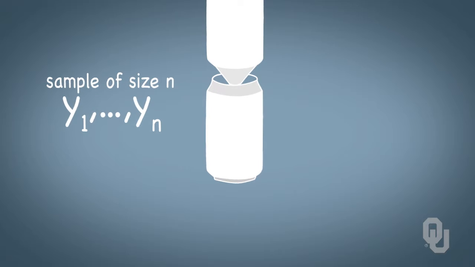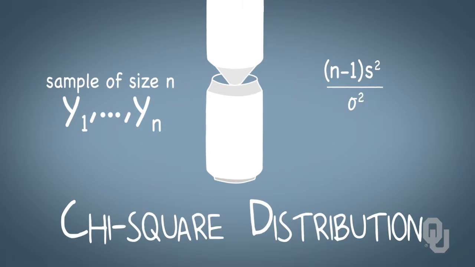It has been empirically demonstrated that the ratio (n minus 1) times s squared divided by sigma squared follows a particular probability distribution based on the size of n. This probability distribution is the chi-square distribution. Like the t-distribution, there is one parameter that governs the shape of the chi-square distribution, the degrees of freedom. For our purposes, degrees of freedom is n minus 1. The larger the value of degrees of freedom, the flatter the distribution.